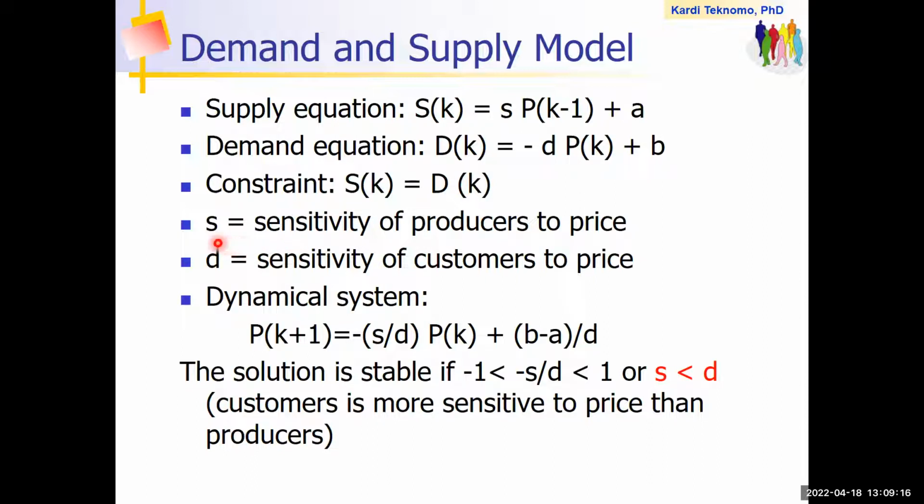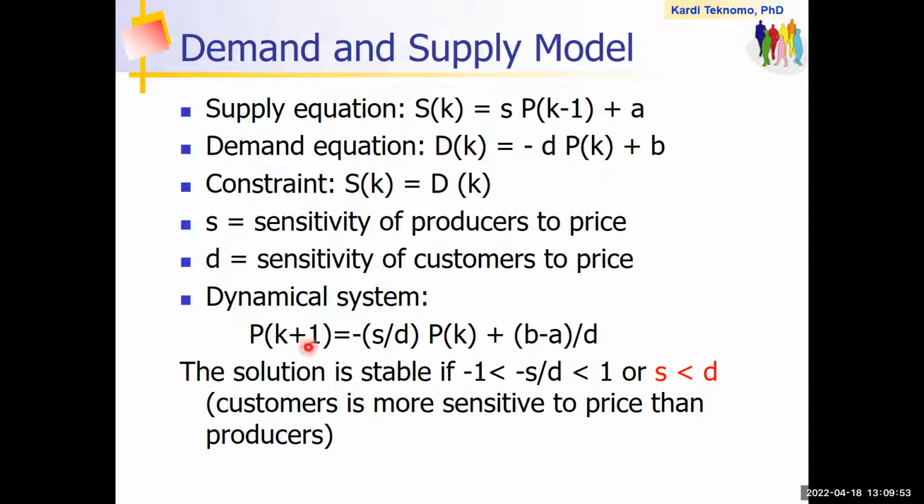So S is basically the gradient, right? In this case, we can say that this is the sensitivity of the producer to the price. And D represents the sensitivity of the customer to the price. Okay, so then we say that S equals D. So you can say S P_{k-1} plus a equals minus D P_k plus b, right? Then you can simplify, and you will get this equation.